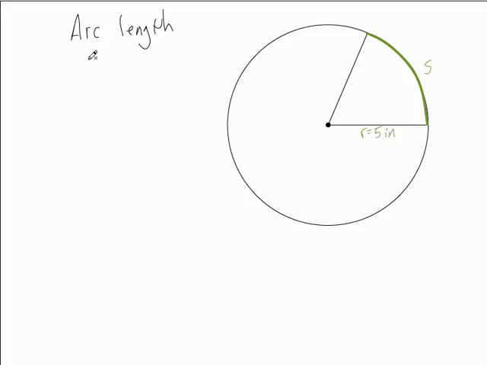So here's an equation. Now watch. S equals R theta. That's how we find the arc length. But one important thing here: theta has to be in radians.